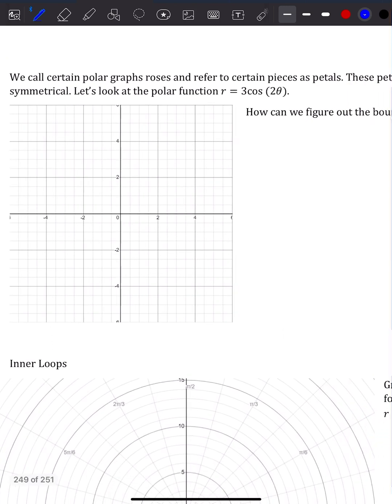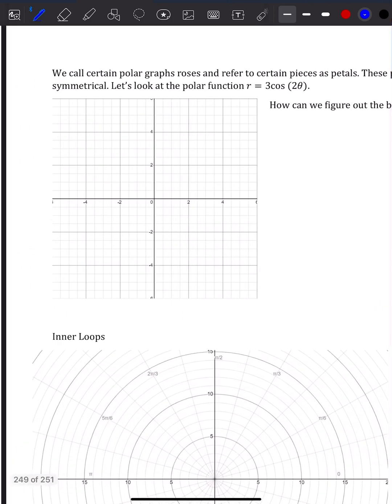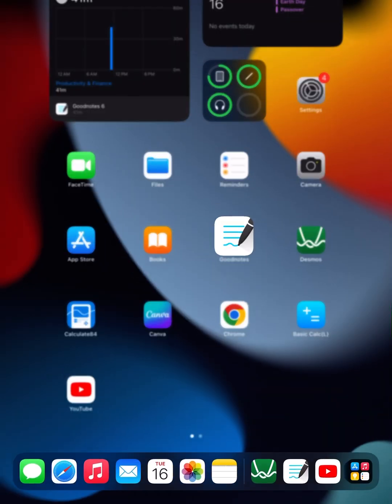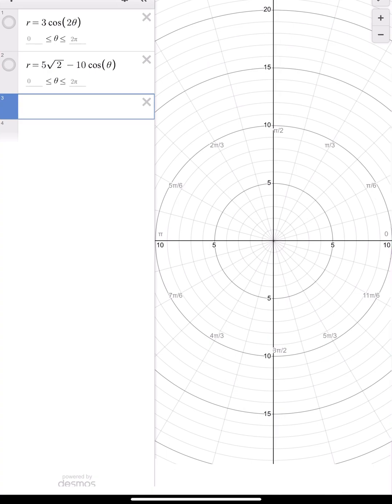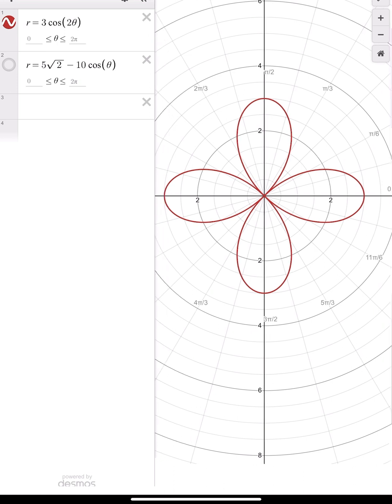We call certain polar graphs roses, and it refers to petals of a graph. These petals are all generally symmetrical and look very specific. So we're going to look at the polar function r equals 3 cosine of 2 theta. The first thing I'm going to do is show you what the graph looks like. So 3 cosine 2 theta looks like this. It's called a rose because of the petals on the function. We look here and we can see 4 petals specifically.